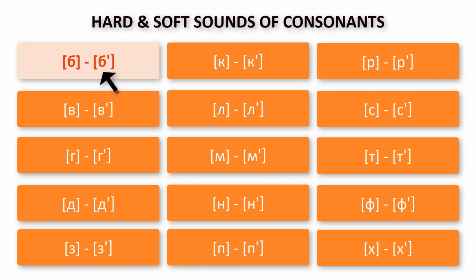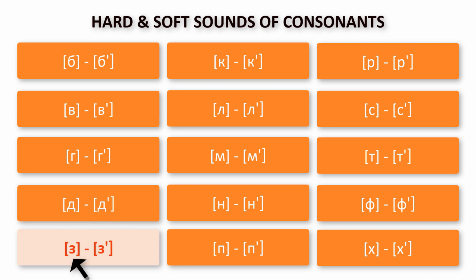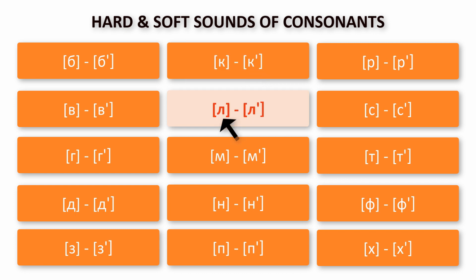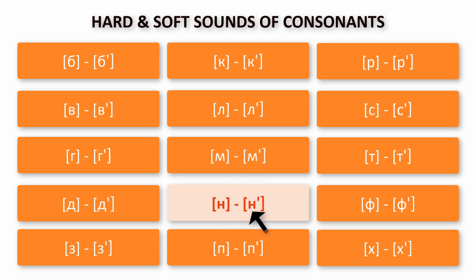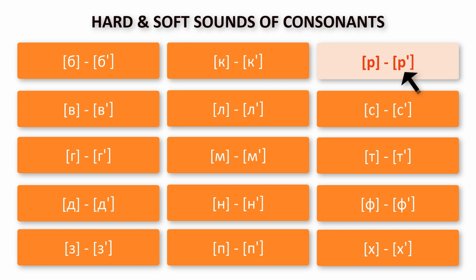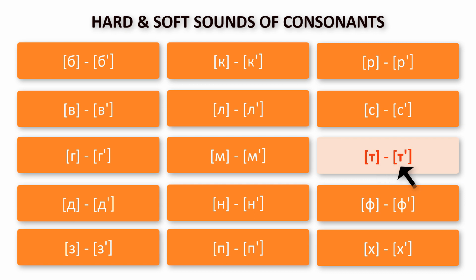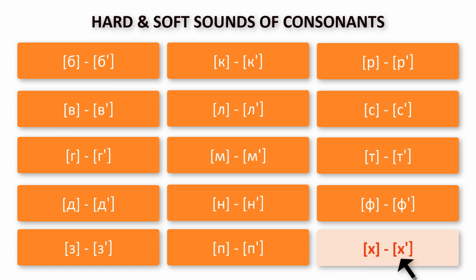B, b. V, v. G, g. D, d. Z, z. K, k. L, л. М, м. Н, не. П, п. Р, ре. С, се. Т, те. Ф, фе. Х, хе.